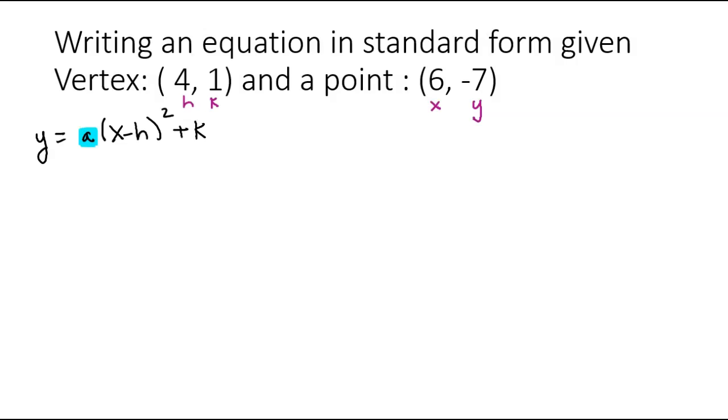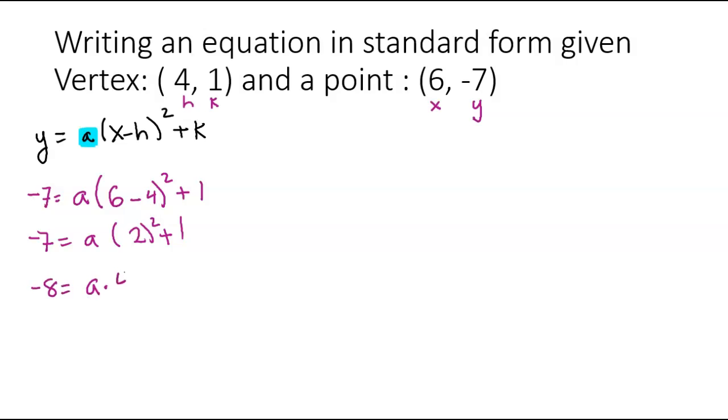So -7 is equal to a times (my x, which was 6, minus my h, which was 4) squared, plus 1. So this will become -7 is equal to a times 2 squared plus 1. Subtract 1, -8 equals a times 4. Divide everything by 4, and I get my a value as -2.